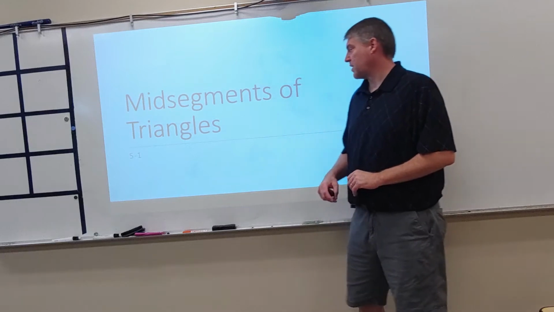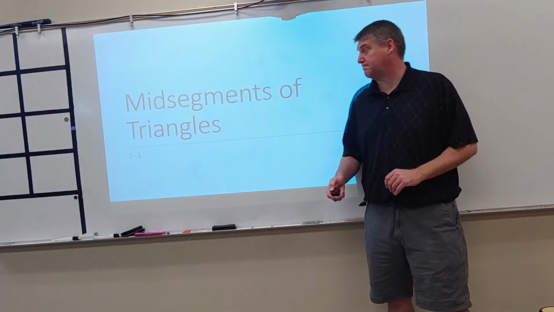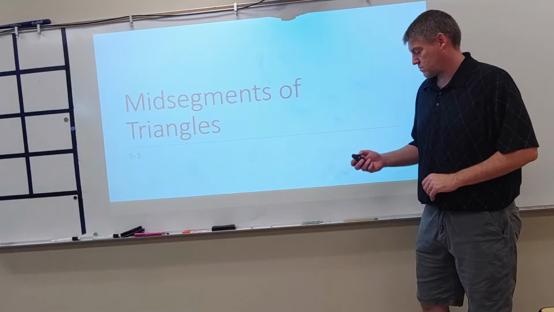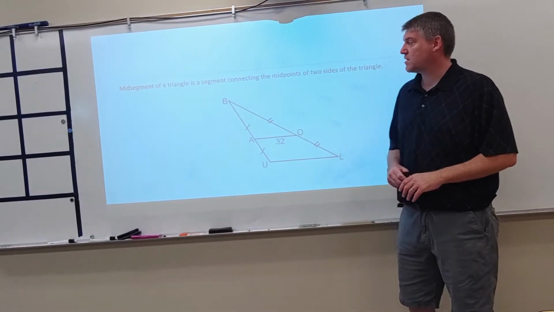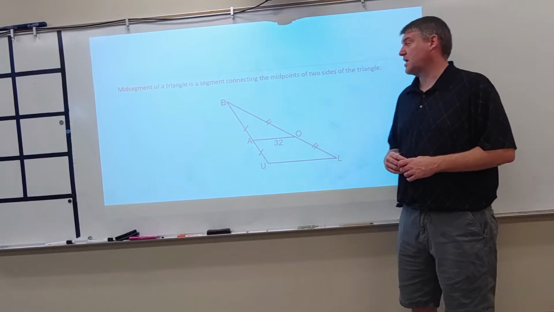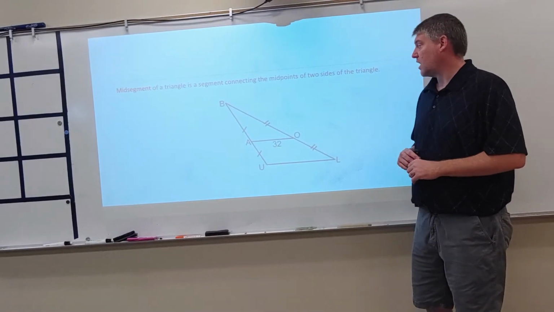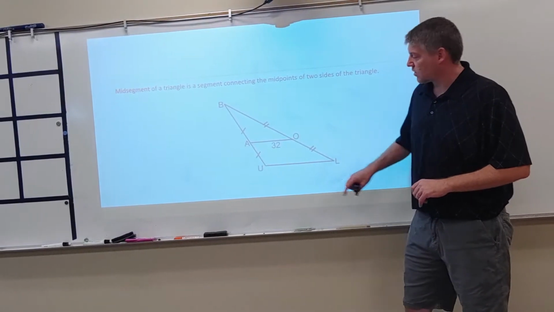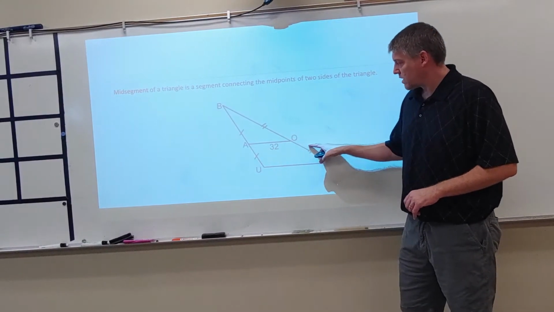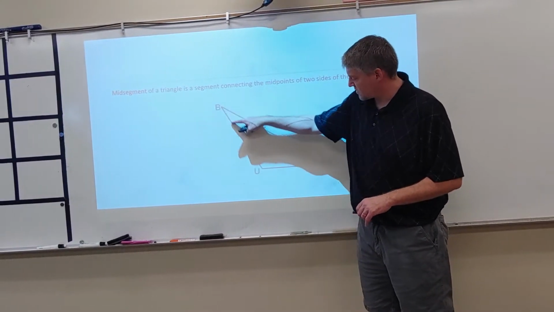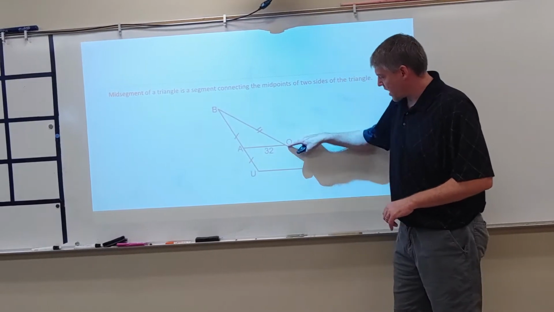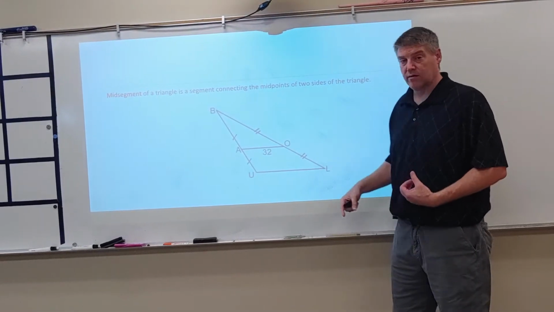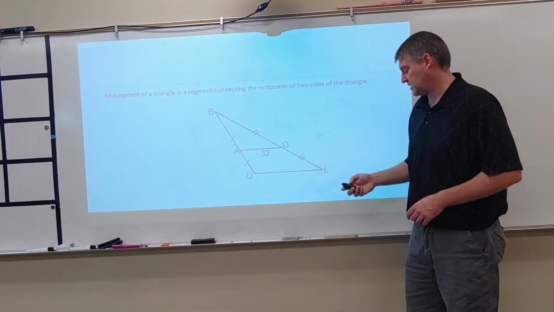All right, we're going to talk about mid-segments of triangles. The mid-segment of a triangle is a segment connecting the midpoints of two of the sides of a triangle. So here I have AO is a mid-segment because A is the midpoint of BU and O is the midpoint of BL. So AO would be a mid-segment.